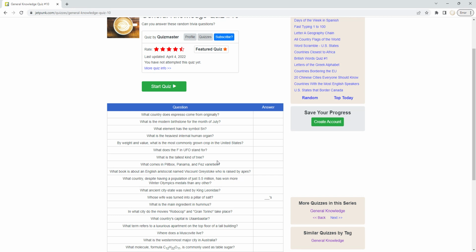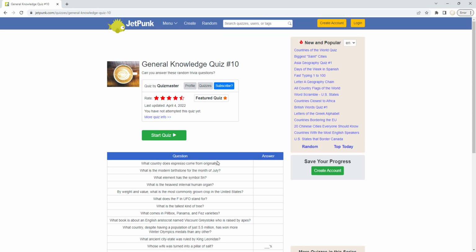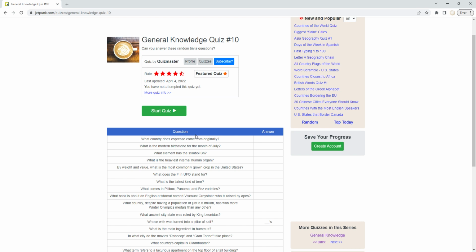This is a Jetpunk general knowledge quiz and we are on number 10. Getting quite a few done, but this is nowhere near the end. I'll try and play a lot of general knowledge ones. There are like 200. Anyway, let's play the quiz.